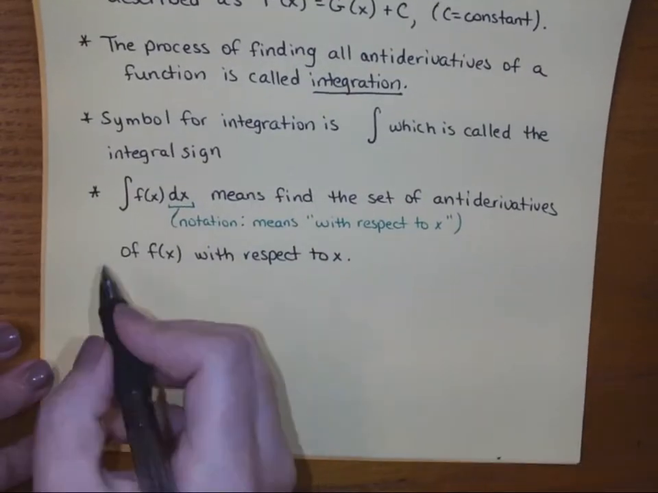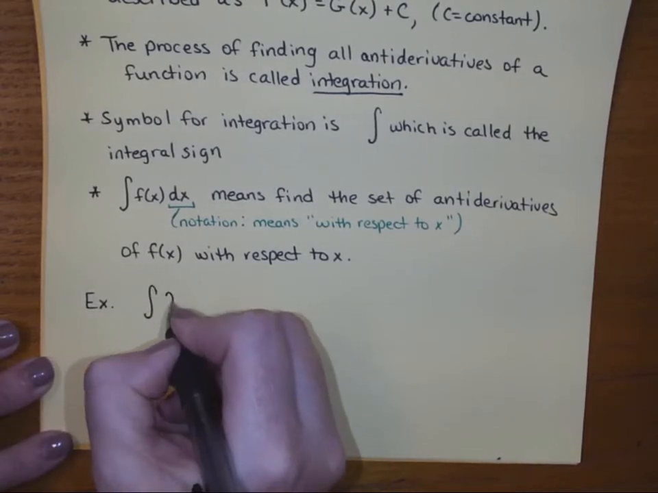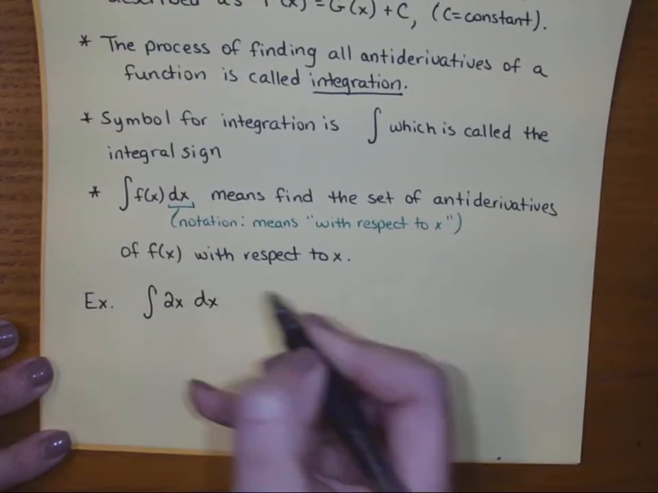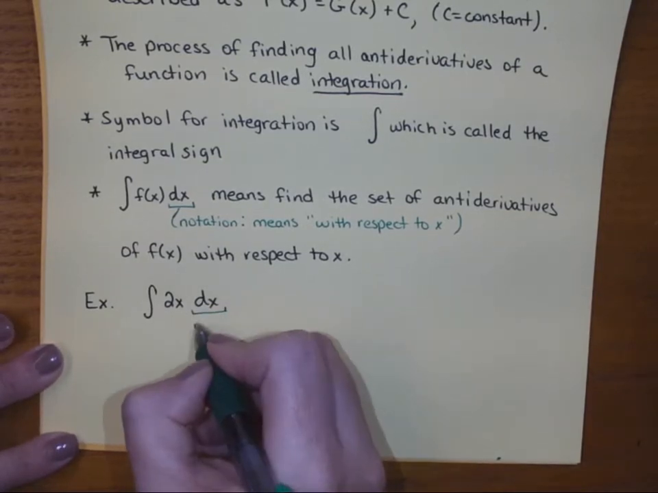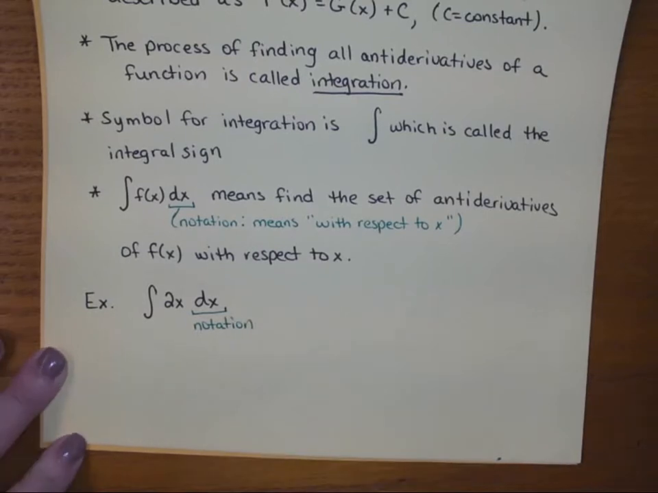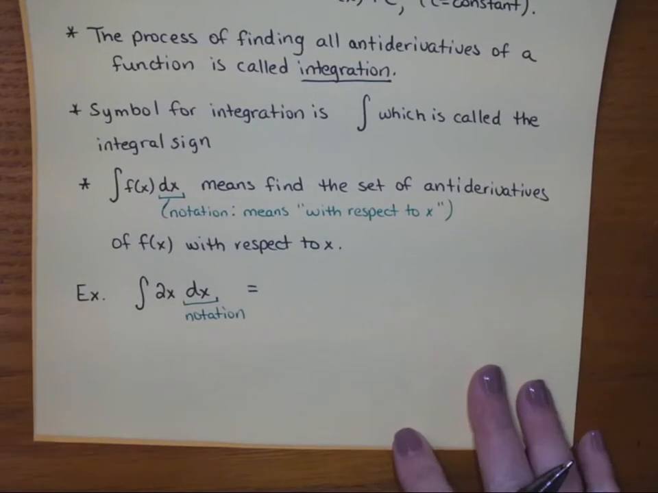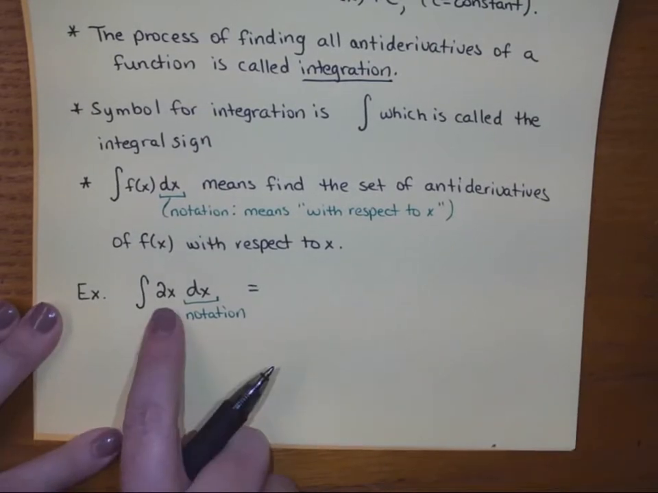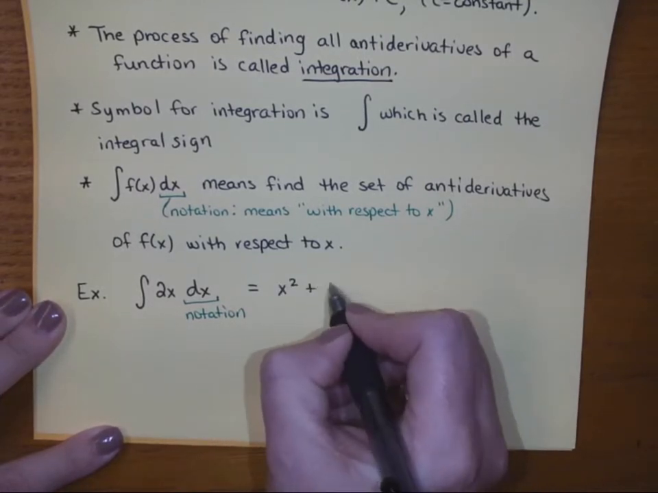Okay, so using our example above, if I asked you to integrate 2x dx, now this is not a multiplication, this is a notation. So you just need to get used to seeing that on the end of integrals. It's always going to be there. So what I'm asking you to do, we already did the answer to this one, right? I'm asking you to tell me what the equation would look like that would give this as its derivative. Notice it's x squared plus any constant.